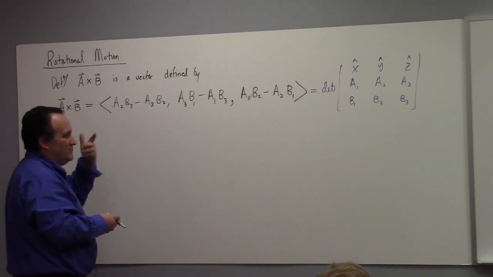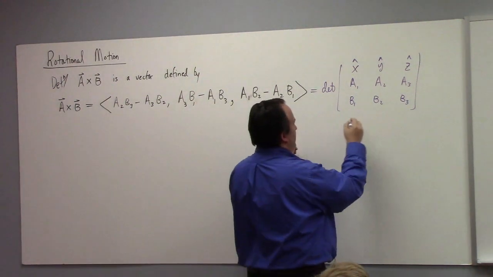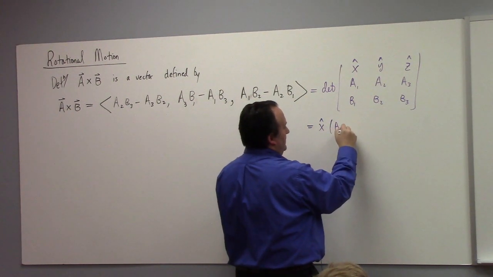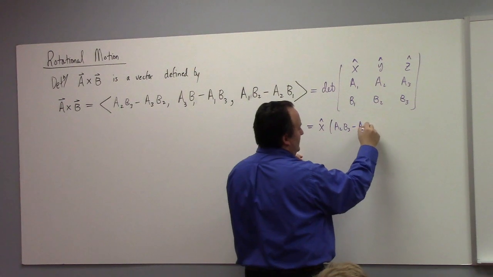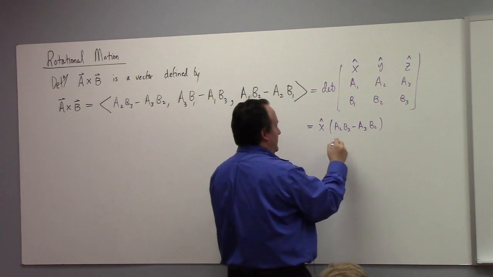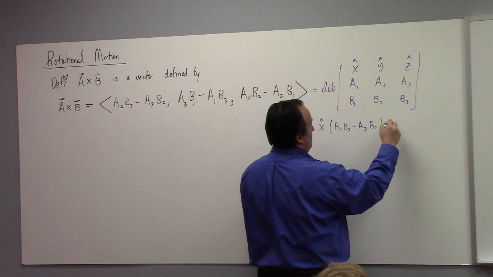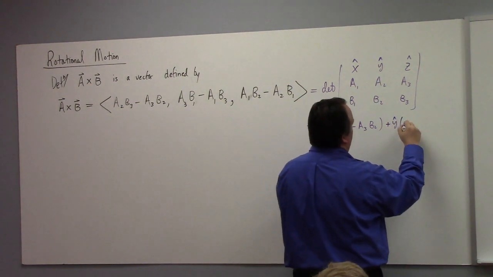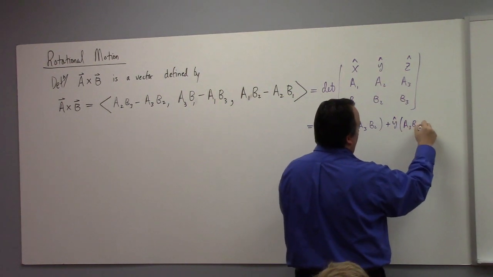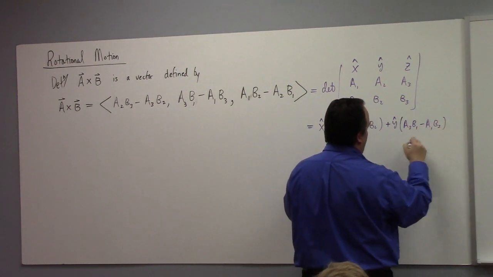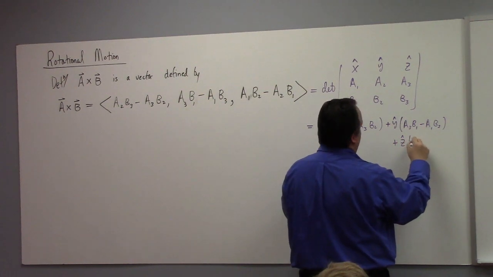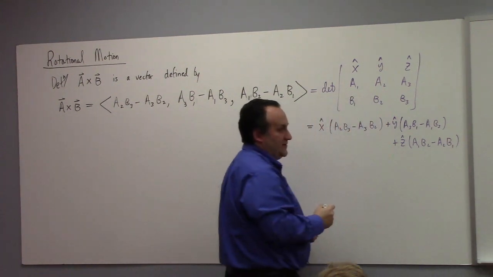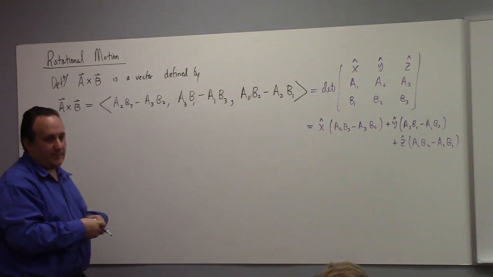But anyway, this right here is just a shorthand for saying you do x hat times A2B3 minus A3B2, all right? And so forth. Y hat times A3B1 minus A1B3 plus Z hat times A1B2 minus A2B1. All right, now I've written the same formula twice. Lovely. Wonderful. However you want to write the formula, you can.